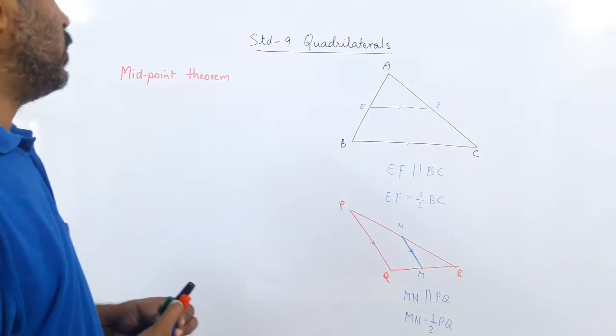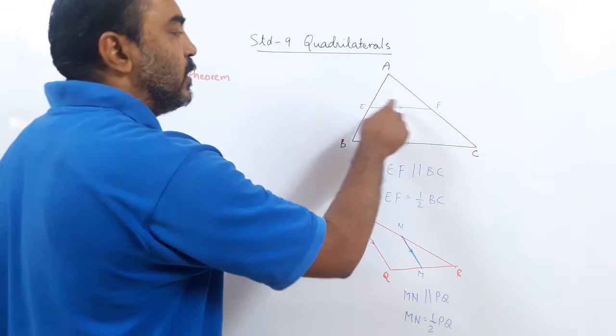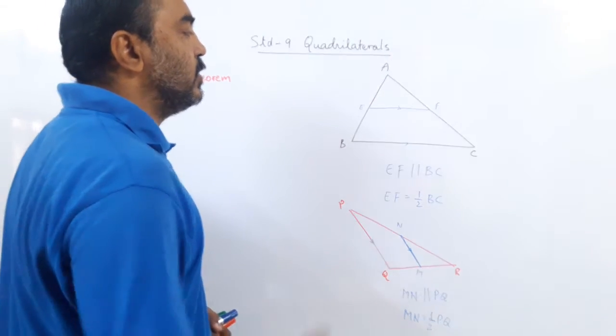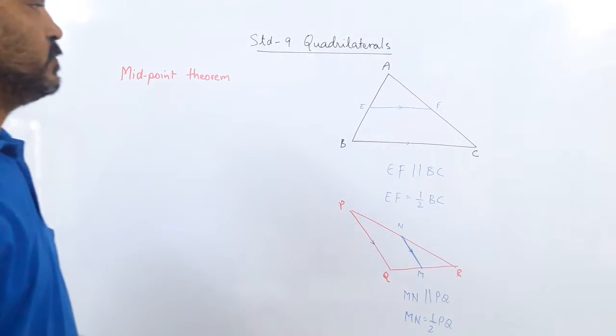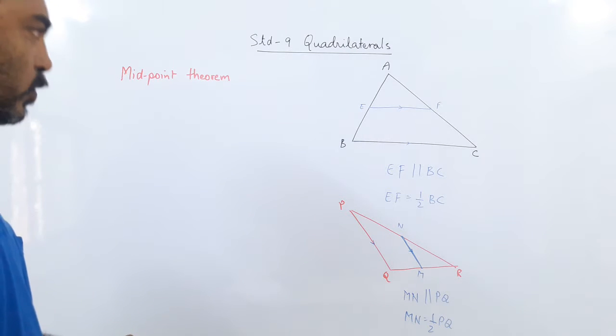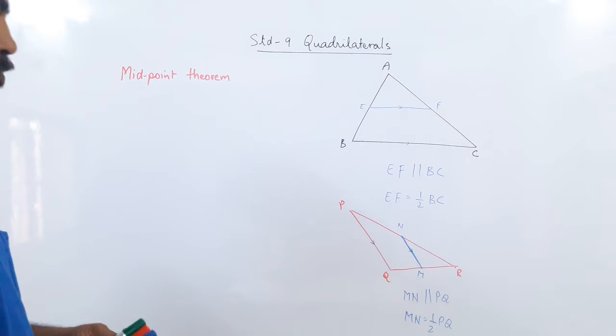So this is the midpoint theorem, a very important theorem. What does the theorem say? The line segment joining the midpoints of two sides of a triangle is parallel to the third side and also half of it. Okay, so this is the theorem we have to prove. I'm not going to write down the whole thing, we'll just go to the proof.